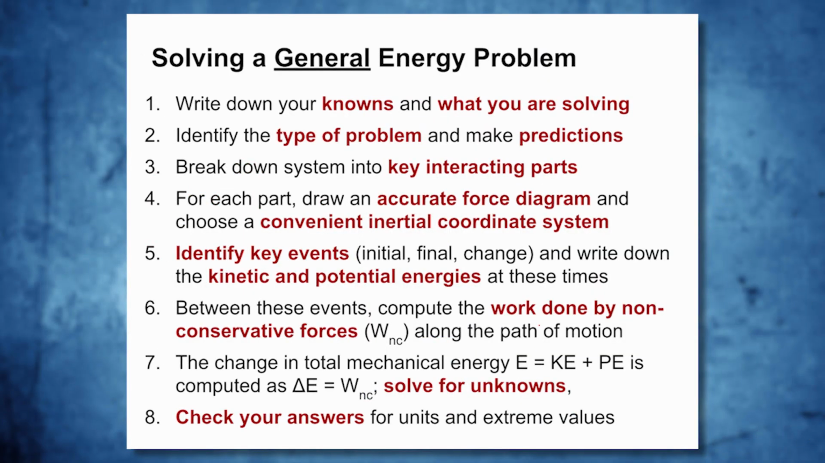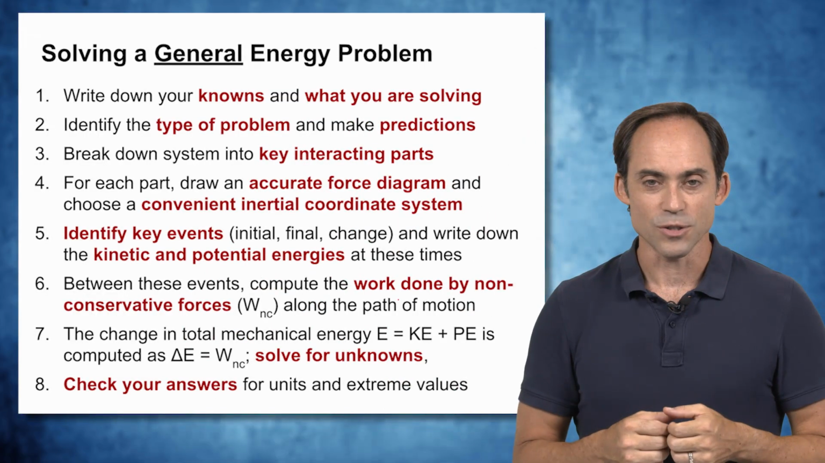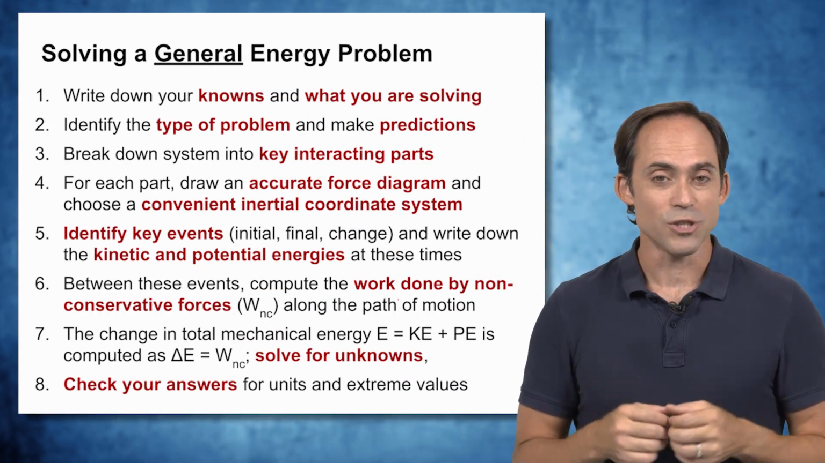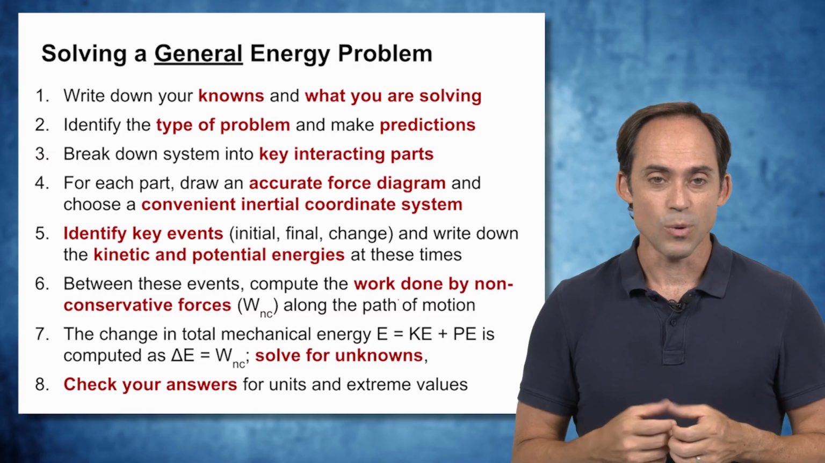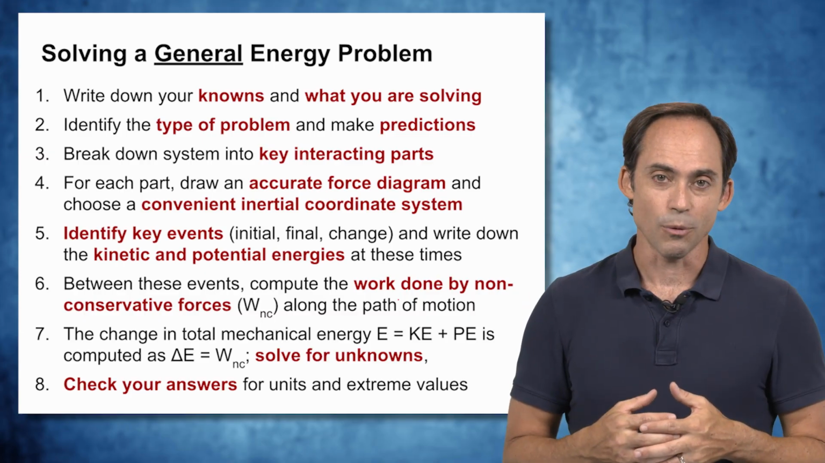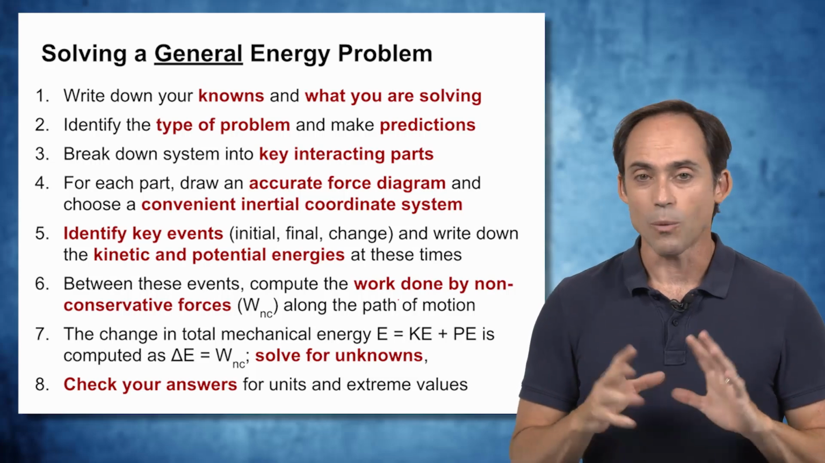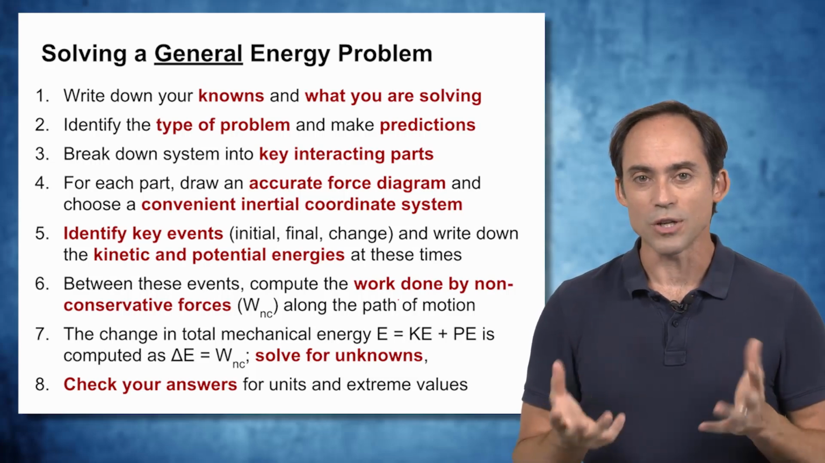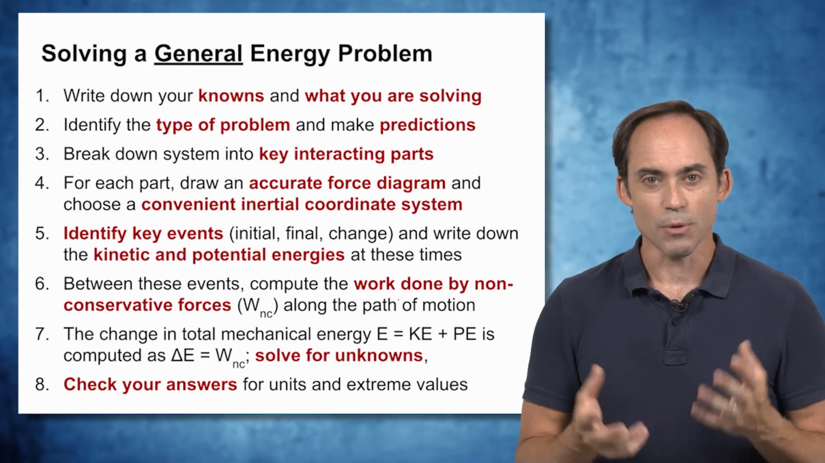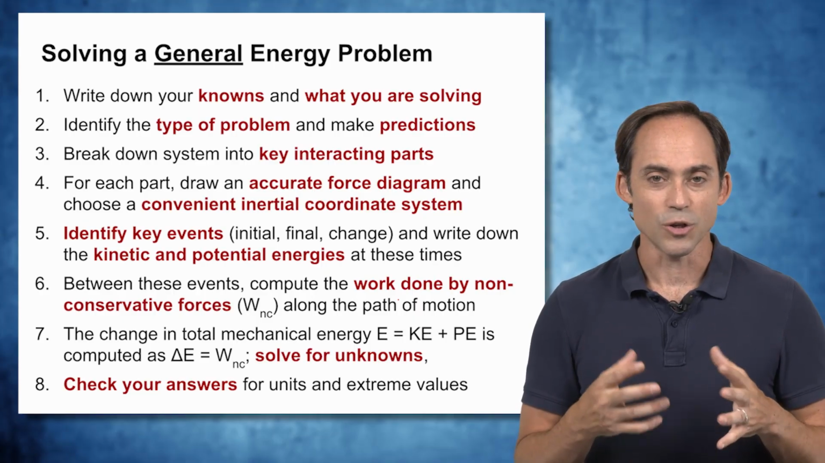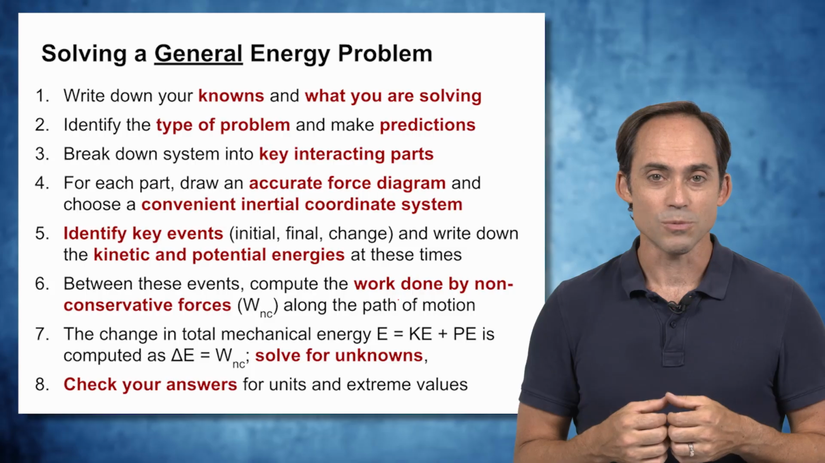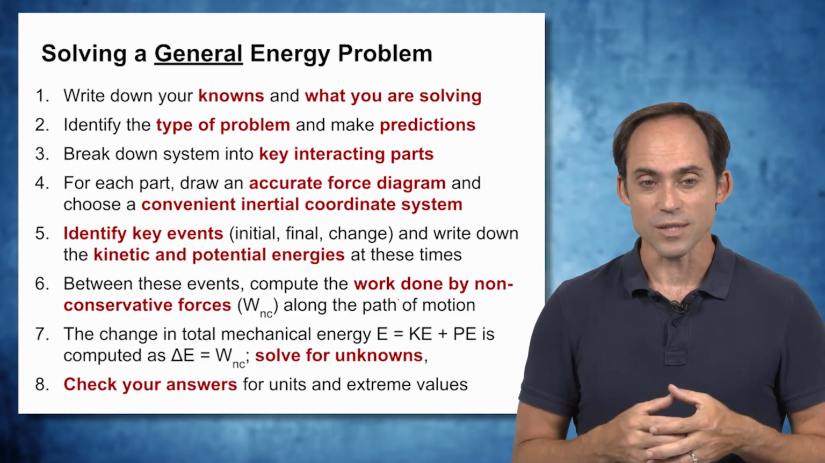So now we can go back to our process of solving an energy problem, and we can look at this now more generally as any kind of problem that involves both conservative and non-conservative forces. It's just a little bit of a change to our main process. We start with exactly the same steps we had before. We write down the things that we know and the things that we're solving for. We look at what type of problem this is, and we make some predictions about the motion. And we break down the system into its key parts and look at force diagrams for each of those parts written in an inertial coordinate system.